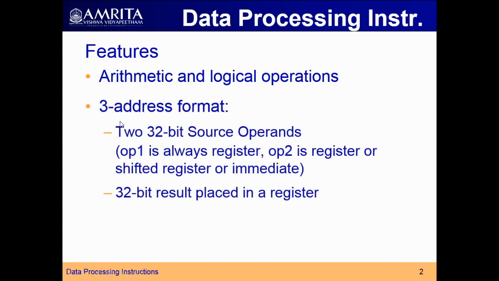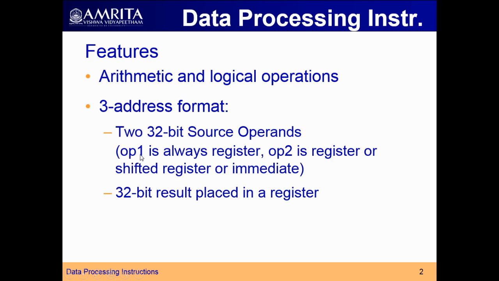3 address format means in the instruction we are able to give 3 operands, right? Out of that, 2 operands will be source operands and the next operand will be used for storing the result. So 2 operands will be for source and 1 operand will be for the destination. In these 2 source operands, the first operand will always be a register. Second operand can be a register, a shifted register, or an immediate value.